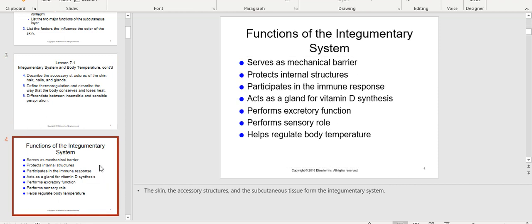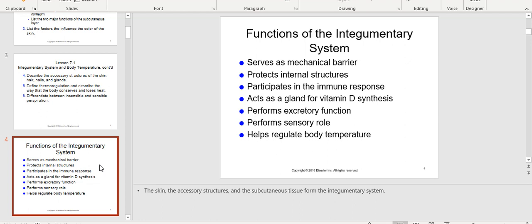So, functions of the skin. Serves as a mechanical barrier, protects internal structure, participates in the immune response, acts as a gland for vitamin D synthesis. We get our vitamin D there from the sun, right? I think you need to be out there for about 20 minutes and you get all the vitamin D that you need.